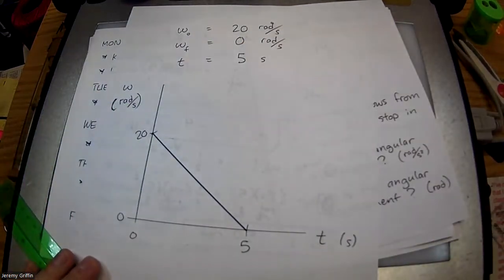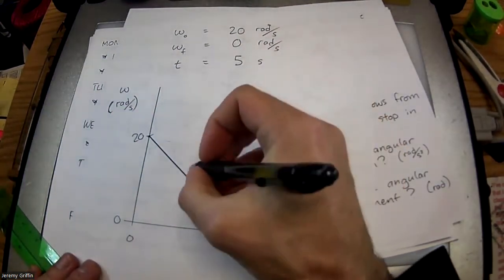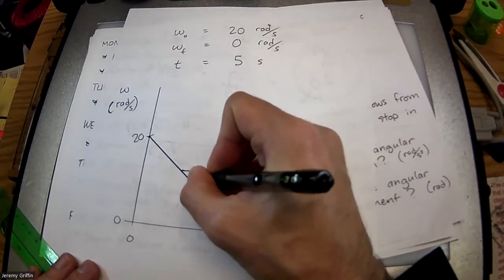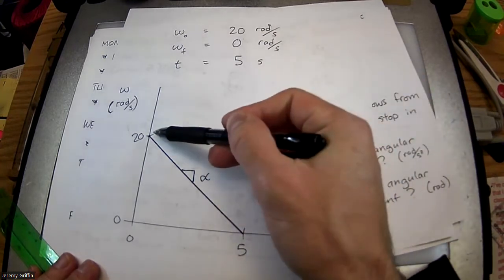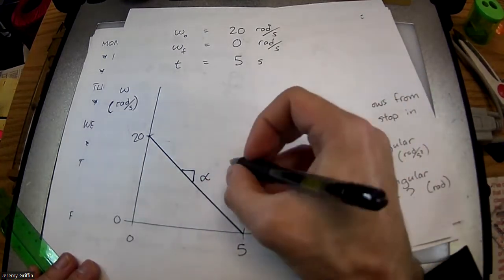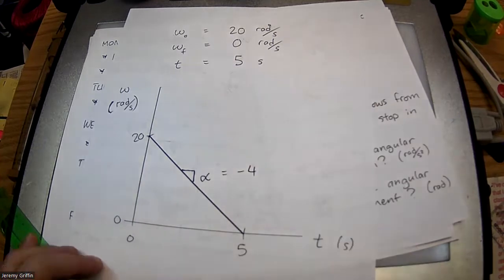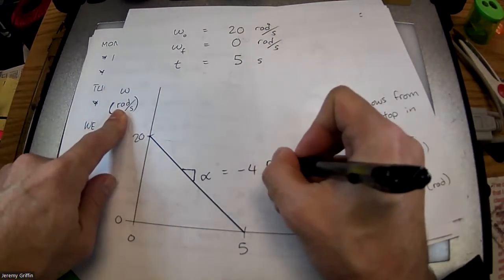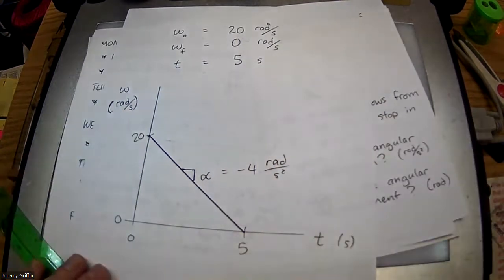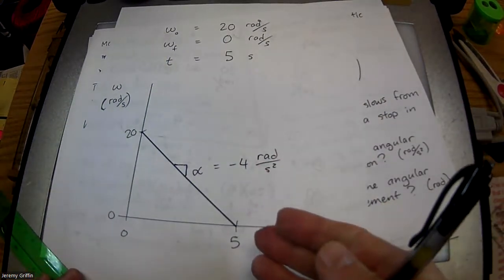And then you just take the slope of that. Guys, what does the slope represent? Acceleration. Yeah, angular acceleration. Rise over run. Loses 20 over 5. Hey, that's -4, right? -20 over 5, then radians per second. That's called radians per second squared. Boom.